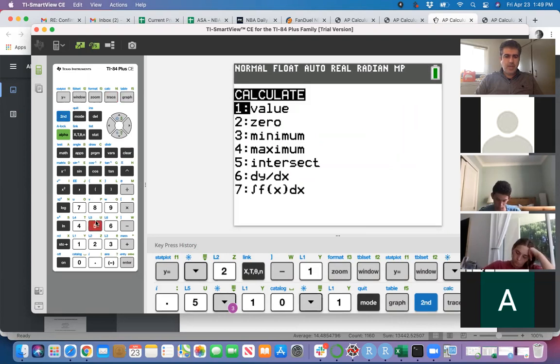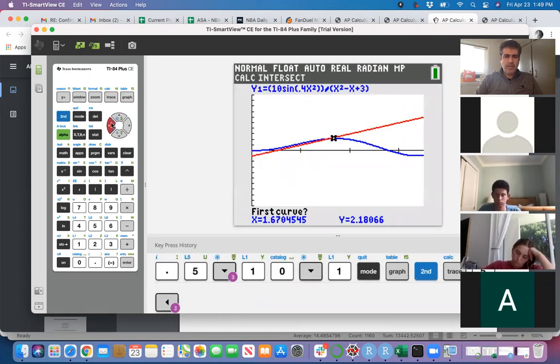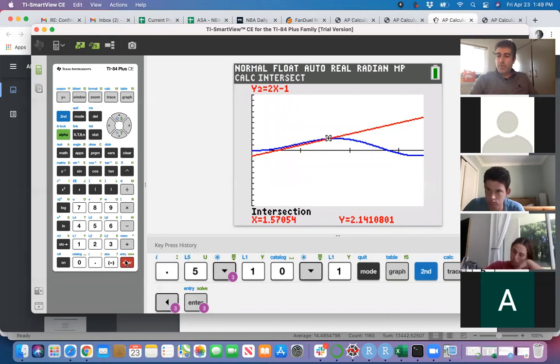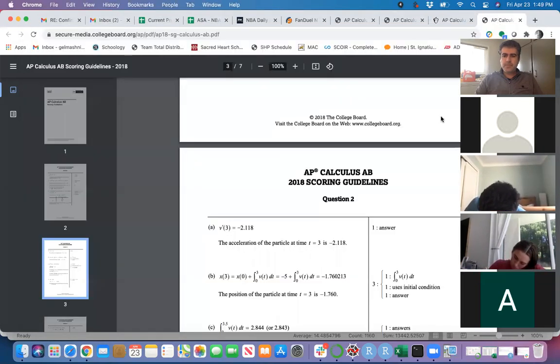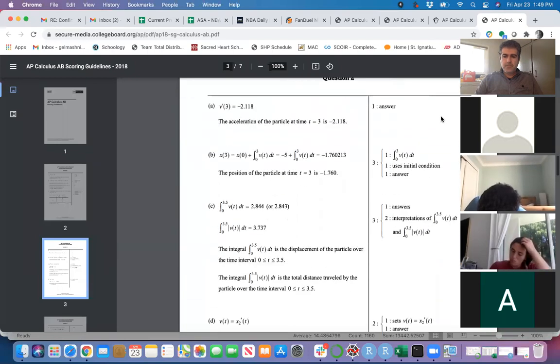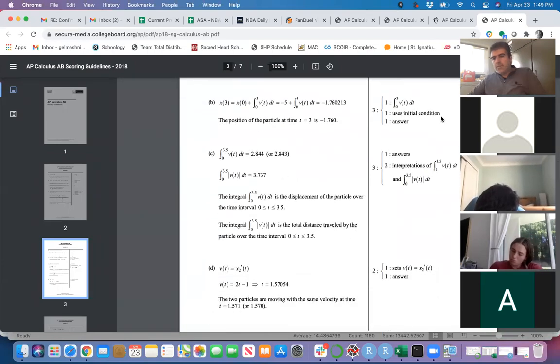Second trace, option 5. 1, 2, 3. There we go. I get 1.571 or 1.570. So they give you a point for setting the velocities equal to each other and a point for giving the answer. So again, not too bad.